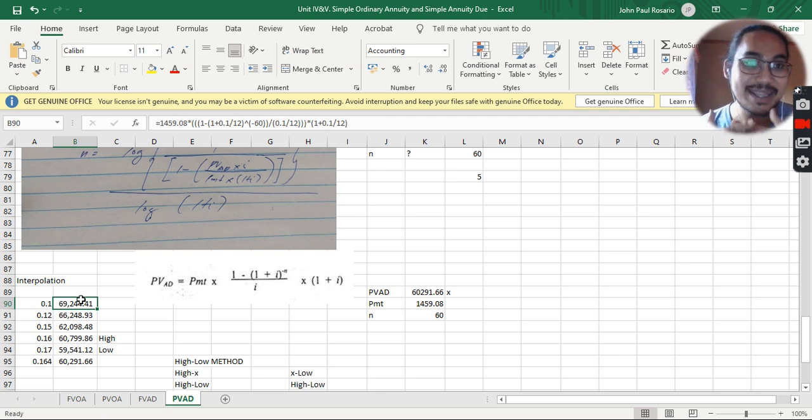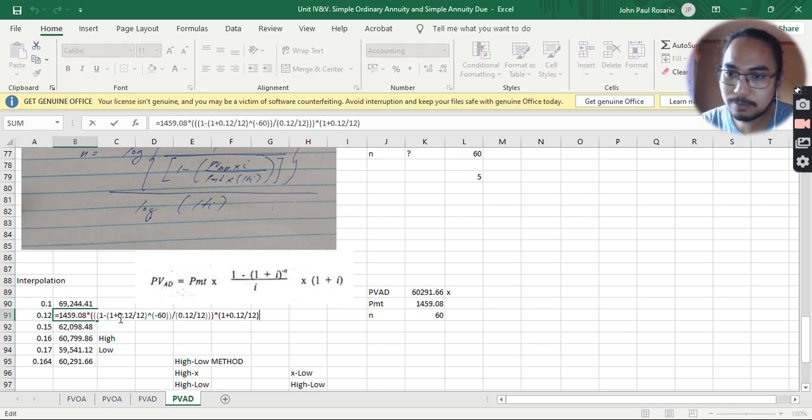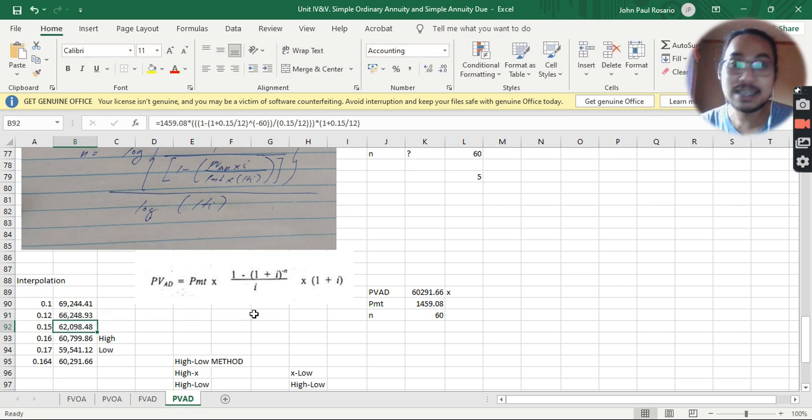So since this is a present value, for present value, the higher the interest, the lower our present value. Since we need to go lower, we have to increase our interest rate. So let's try 12%, because 69 is far from 60. So let's jump by 2 percentage points. At 12%, this should give us 66.